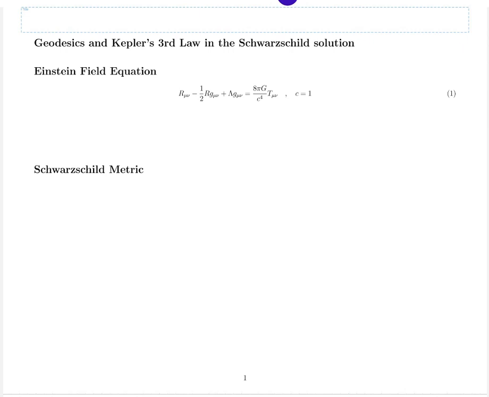Today we will dissect the Schwarzschild solution to obtain the coordinate geodesics and derive Kepler's third law for a circular orbit. The Schwarzschild solution is the simplest non-trivial solution to Einstein's field equation. It describes the spacetime curvature in the vacuum around a static spherical mass, such as a planet, star, or black hole, and it was discovered in 1916 by Karl Schwarzschild.